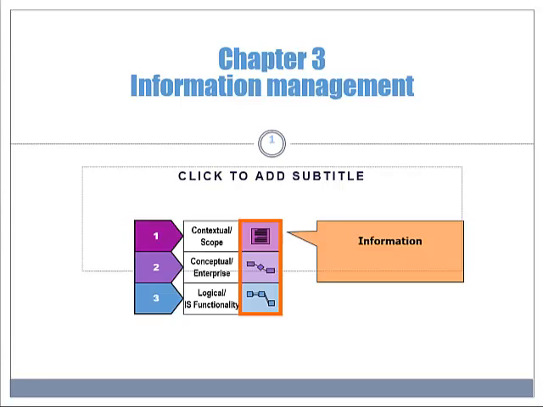In this chapter, we will talk about information management. We will first start by zooming out and discuss the importance and relevance of information management within the context of the Zachman framework. We will hereby consider the contextual or scope layer, the conceptual or enterprise layer, and finally also the logical or IS functionality layer. Let's start with the contextual or scope layer.